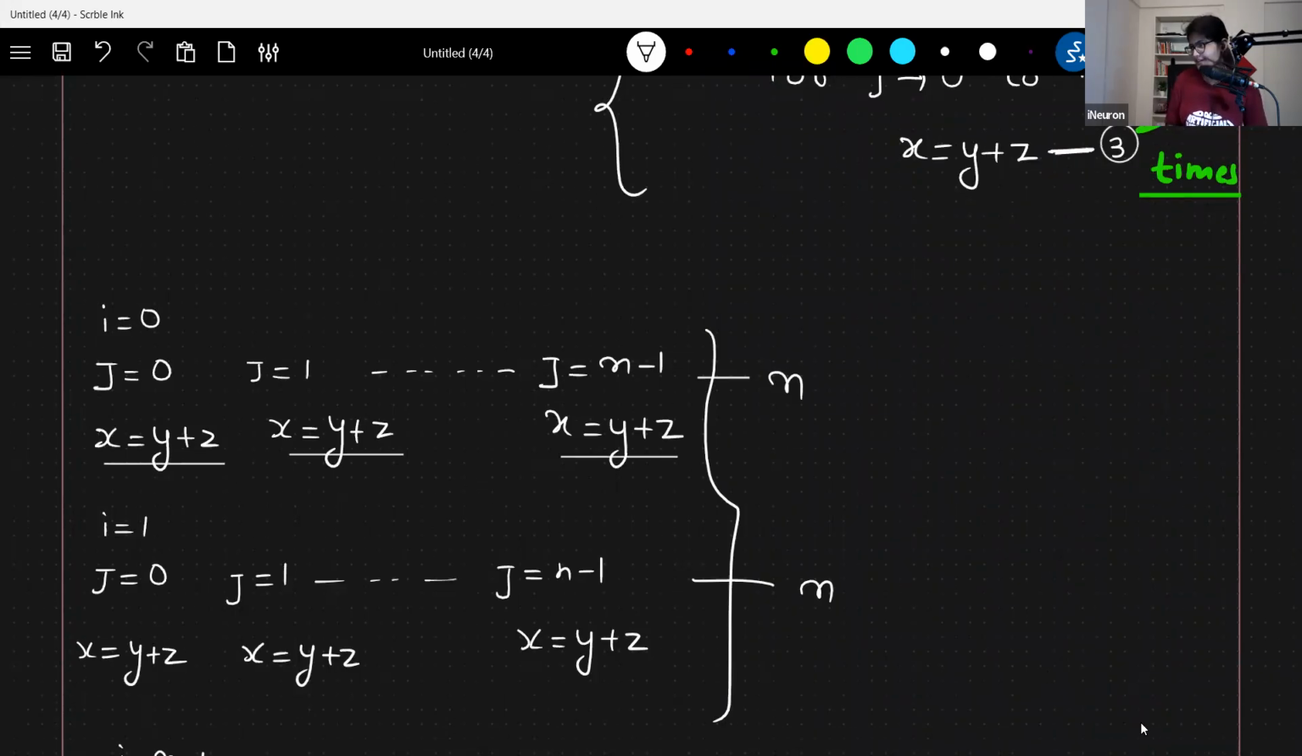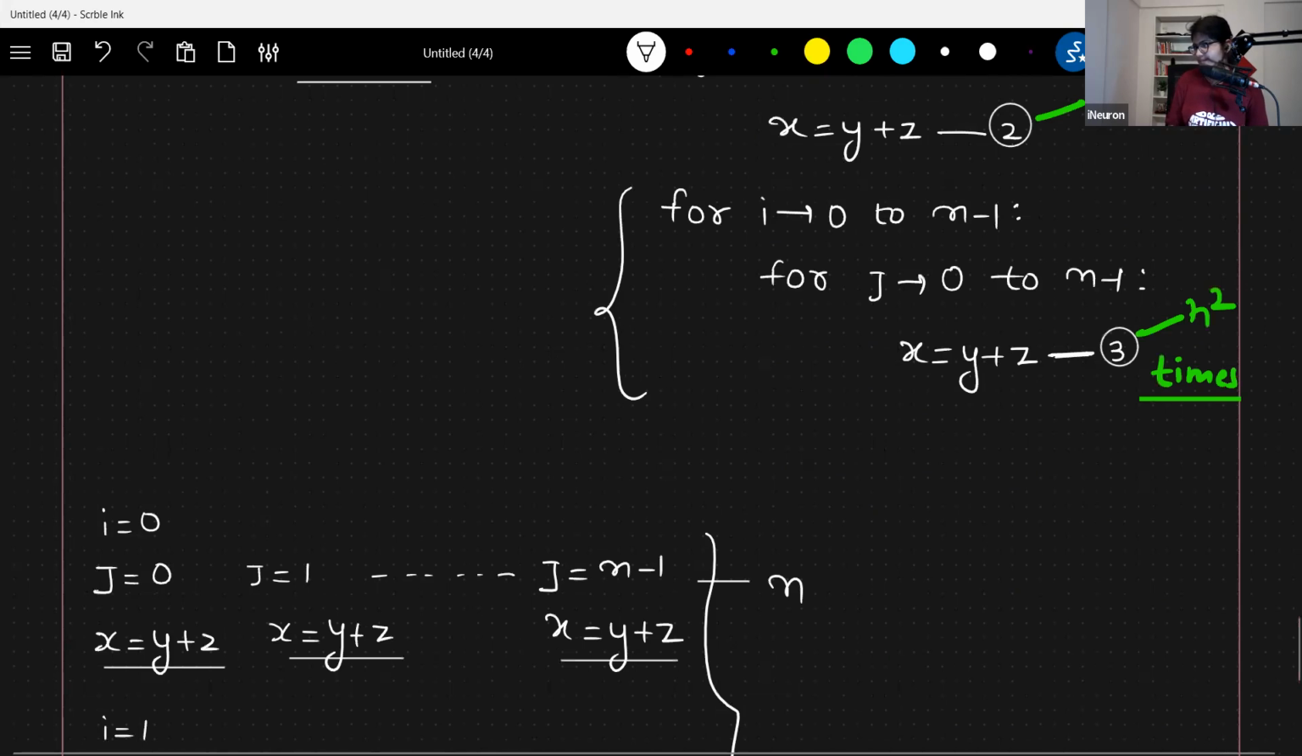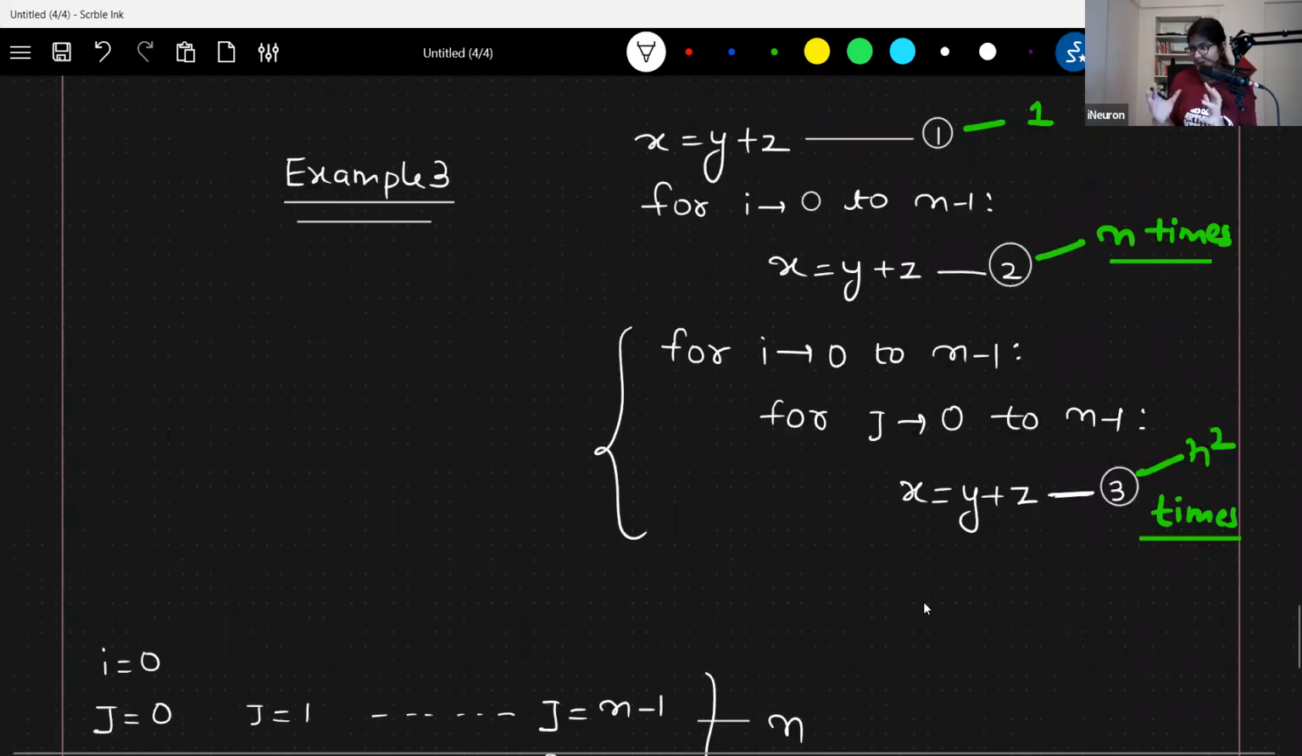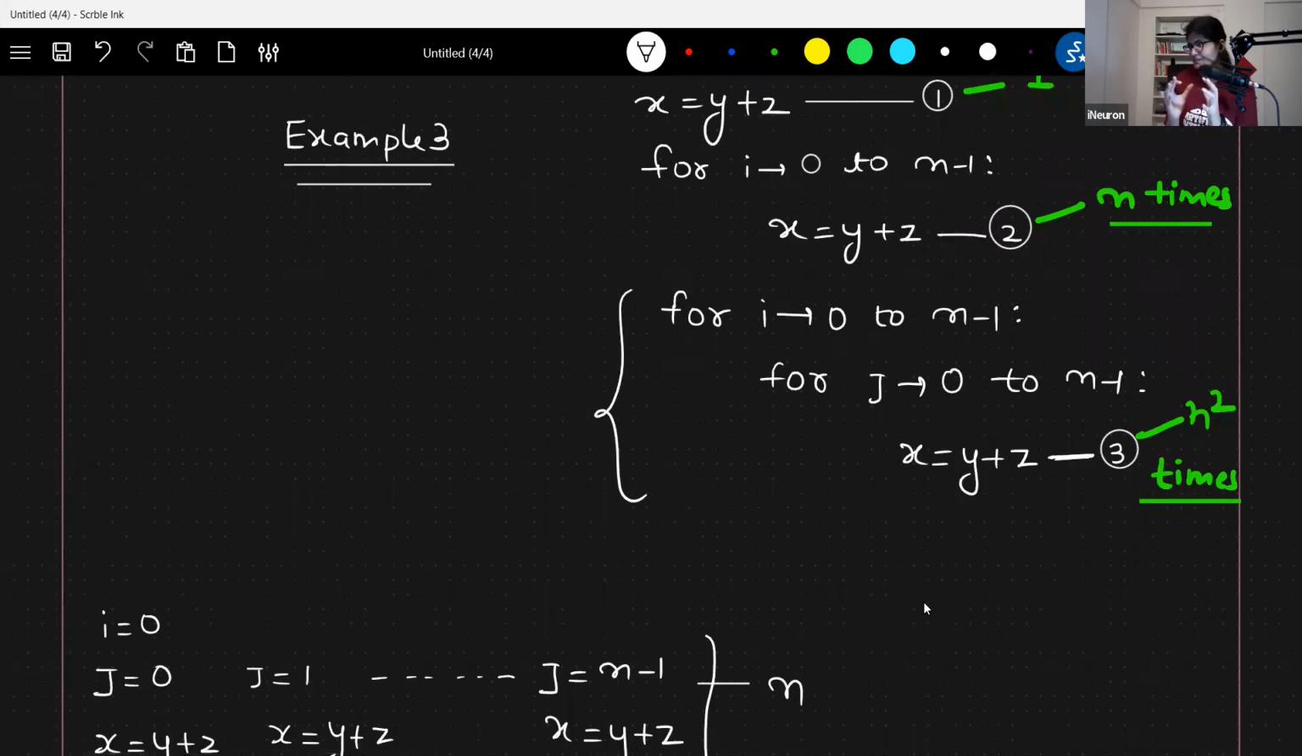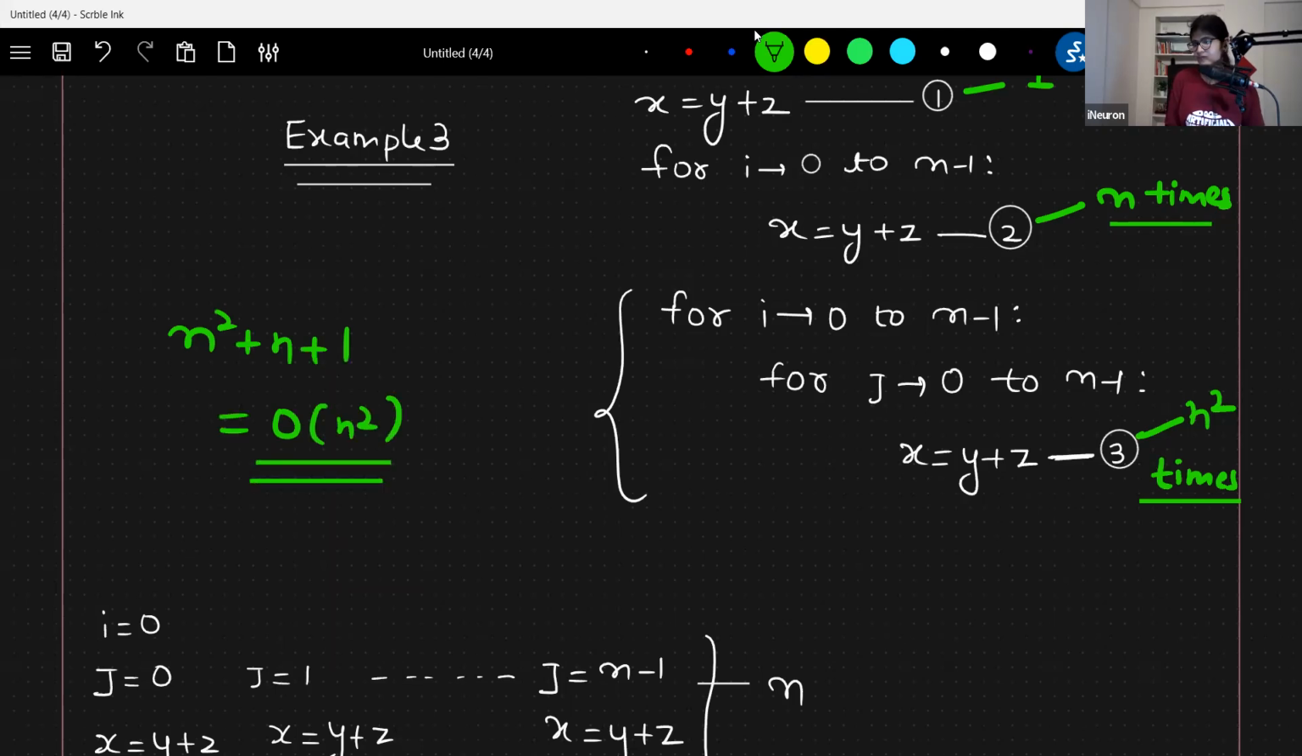Are you getting my point, everyone? Is this point clear to everyone? So what is the total repetition of the statements? It will be, can I write, n square plus n plus 1. What is the bigger term here? n square, right? So it will be big O of n square. That's it. So simple. Right, everyone?